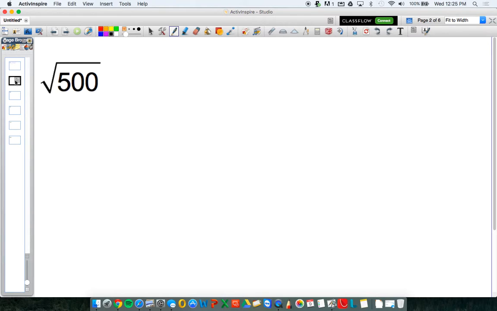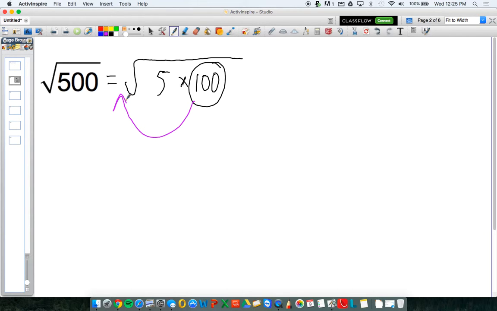Let's do another. 500. Again, what can we break 500 into? One of the factors being a perfect square. Well, 5 times 100. The 100 is a perfect square. When you square root it, it comes to the outside, no longer under the radical, and you're left with 10 root 5. Again, root 5 is still under the radical because you cannot square root it.